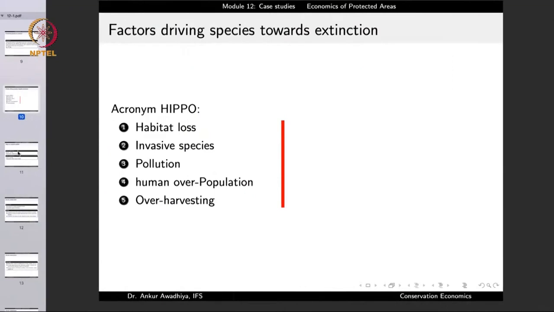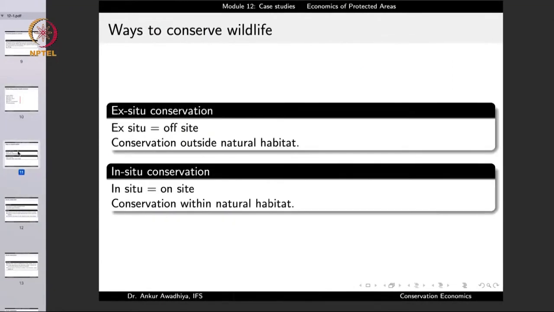We can either take the species out from the natural environment and give them a very high level of protection, say in a zoo. So what happens in a zoo is that you bring the animals from the natural environment, you keep them in controlled conditions where they get sufficient amount of food, sufficient amount of water, and very good veterinary care. So that is one way. The other way is that you can protect these species when they are out there in their natural environment. So that brings us to two modes of conserving wildlife.